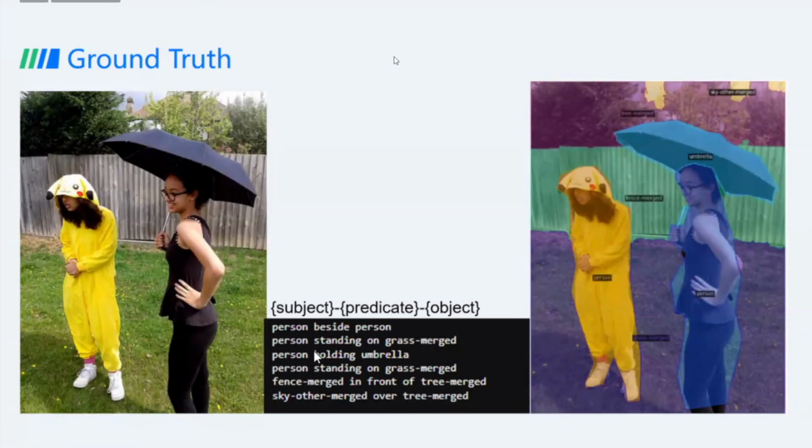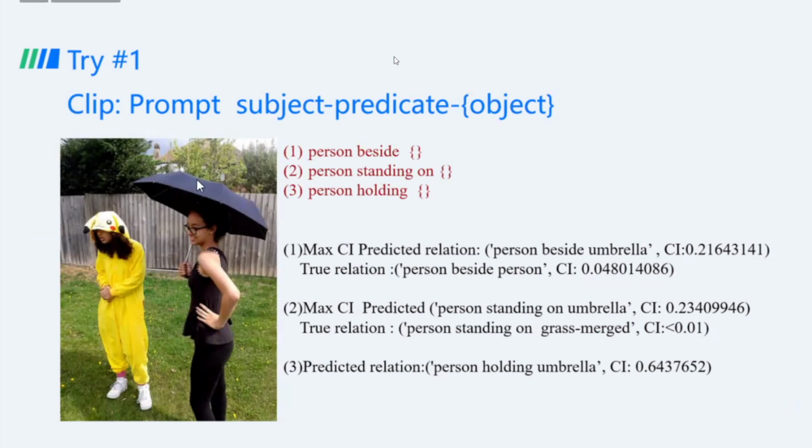Okay, can I have a word? I observed that CLIP usually predicts something nearby. For example, the person is holding an umbrella in this example. This is correct because I think CLIP predicts the last one by distance. For example, in the first one, the CLIP result is person beside the umbrella. However, the true relation is person beside the person. I think CLIP predicts by the distance of the objects, so that's not quite good.